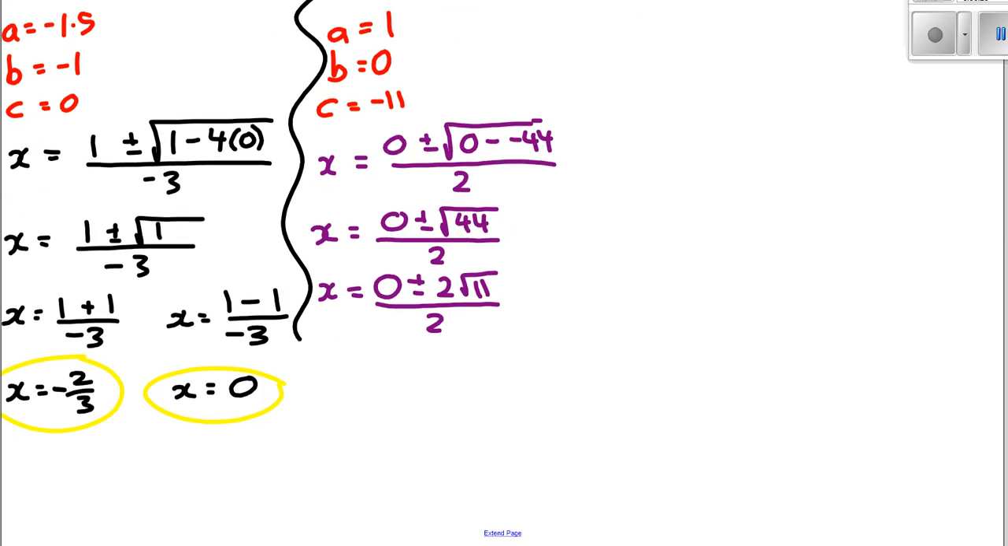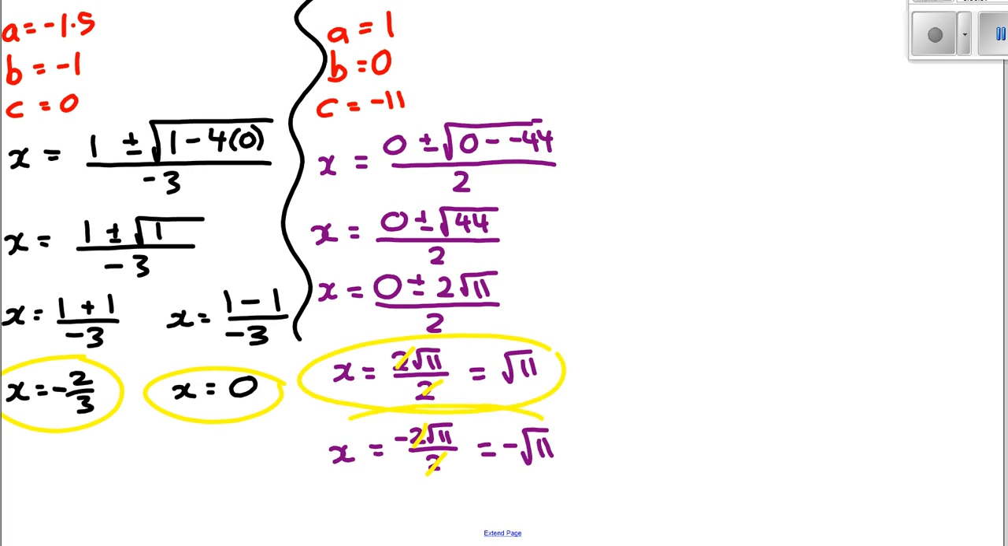So we've got two answers. x equals 2 root 11 over 2, because 0 plus 2 root 11 is just 2 root 11. And the other one is 0 minus 2 root 11 over 2. Do you agree both of those simplify? Because you can cancel down 2 here, and you can cancel down 2 here. So this one will be the square root of 11. This one will be the negative square root of 11. Let's hope I've got it right.